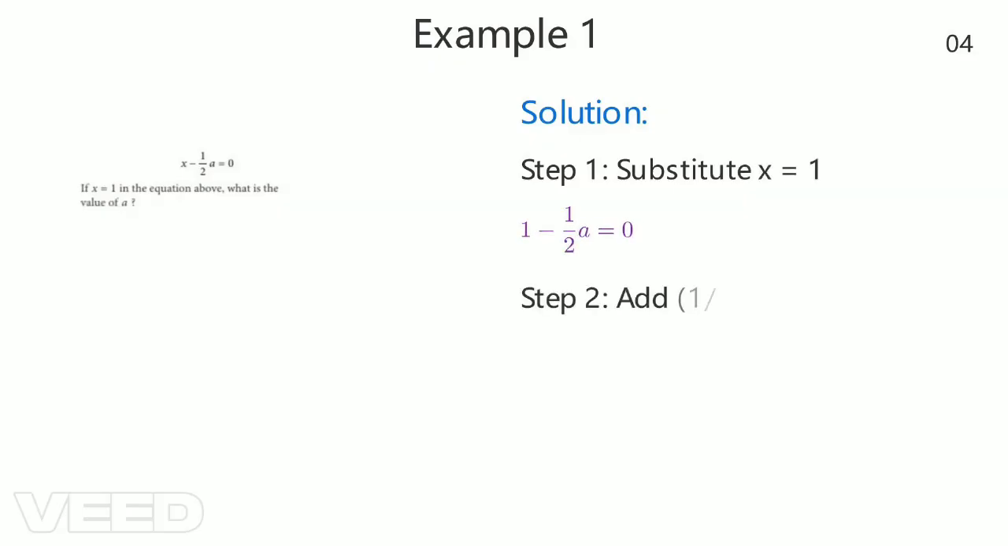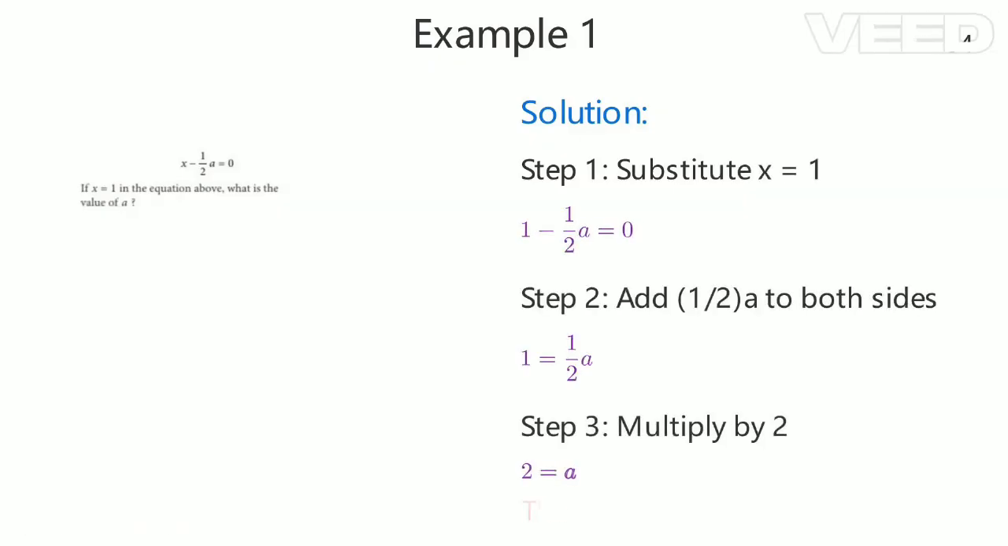Let's work through our first example. We have the equation x minus 1/2 times a equals 0, and we're told that x equals 1. Our job is to find the value of a. Looking at the equation, we can use substitution.